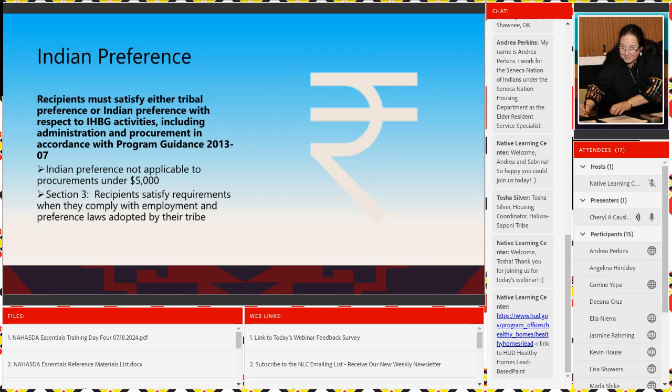Recipients must satisfy either tribal preference or Indian preference with respect to our block grant activities, including the administration and the procurement in accordance with Program Guidance 2013-07. Indian preference is not applicable to procurements under $5,000. Section 3: recipients satisfy the requirements when they comply with employment and preference laws adopted by your tribe.